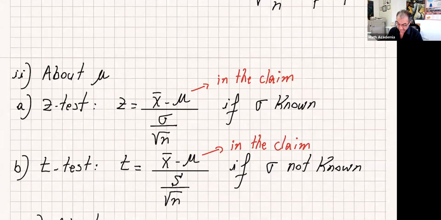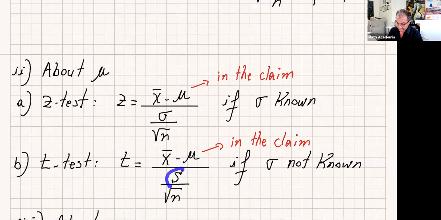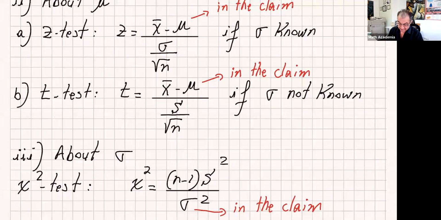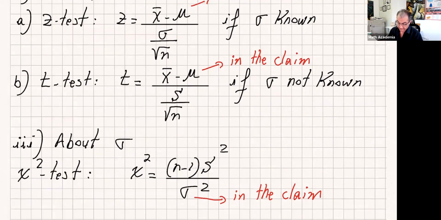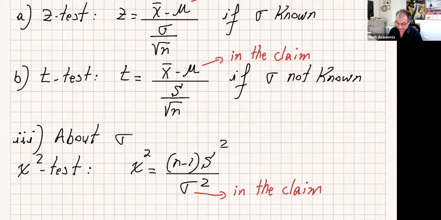Then if s is given or sigma is not known, then it's a t-value. That's x bar minus mu over s over square root of n, and as always, this is in the claim. Finally, if the claim is about sigma or population standard deviation or even the variance, then it's a chi-square test, and the test statistics is chi-squared equals n minus 1 times s squared over sigma squared, and that's in the claim.